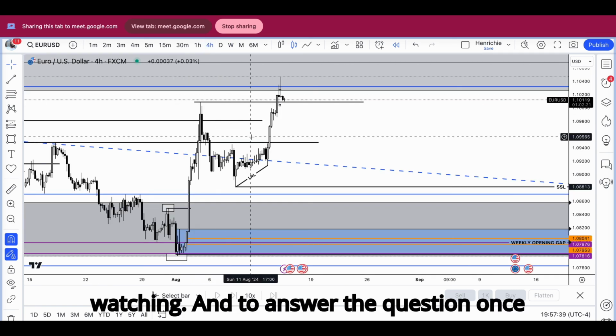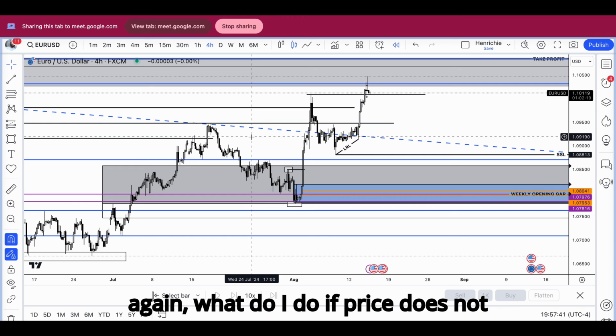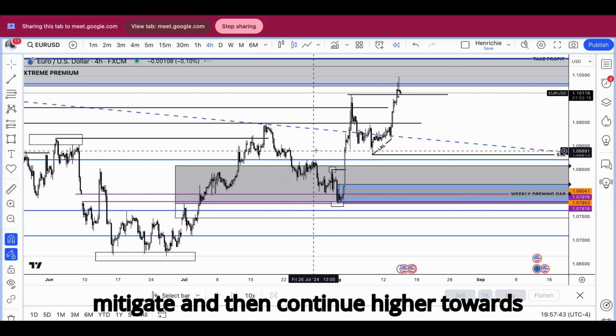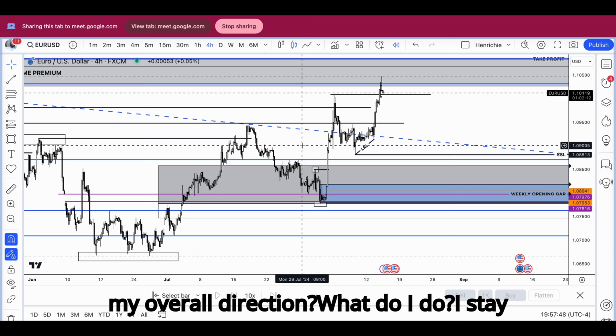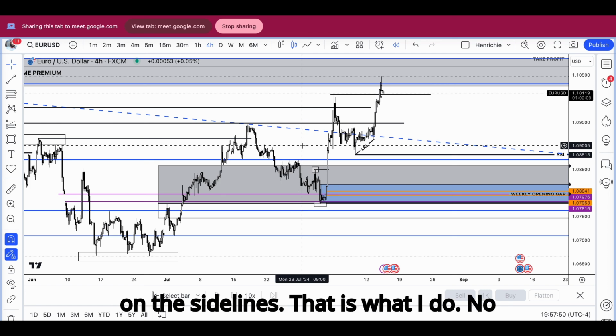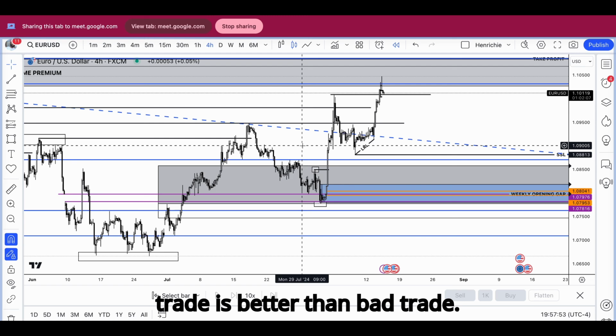And to answer the question once again, what do I do if price does not come into my point of interest to mitigate and then continue higher towards my overall direction? I stay on the sidelines. That is what I do. No trade is better than a bad trade.